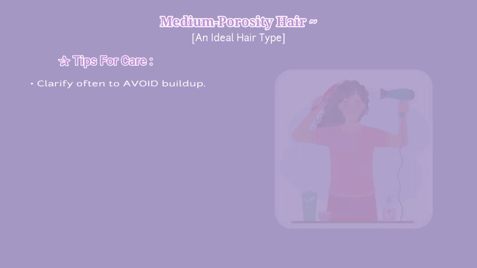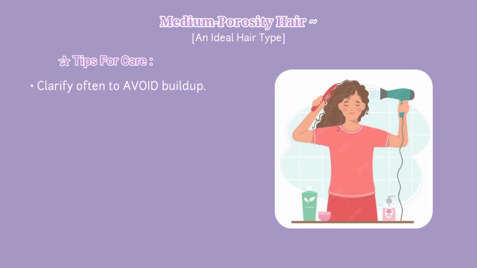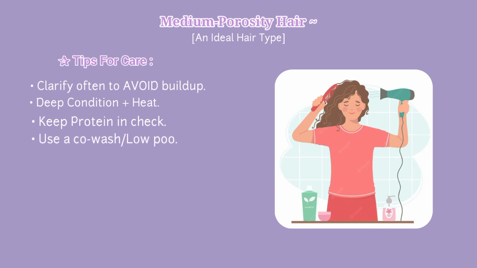Tips for care. Clarify on a regular basis to avoid buildup. Deep conditioning with heat is recommended. Keep protein in your routine to maintain balance, but it doesn't need to be in your daily routine. Use a co-wash or low poo. Avoid heavy ingredients like butter and heavy oil.